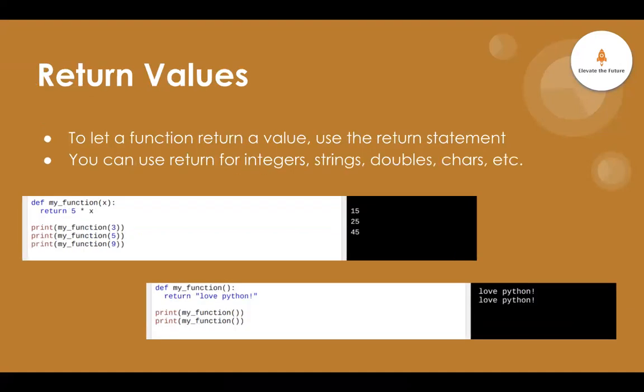Return values. To let a function return a value, use a return statement. You can use a return for integers, strings, doubles, and chars, etc. So the first one returns integers, and the second example returns a string.